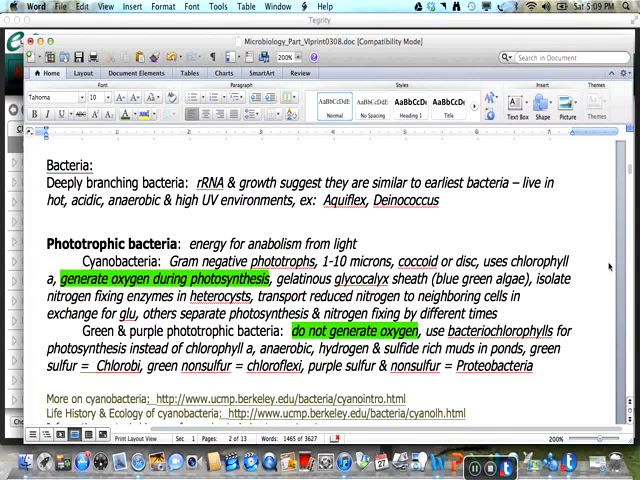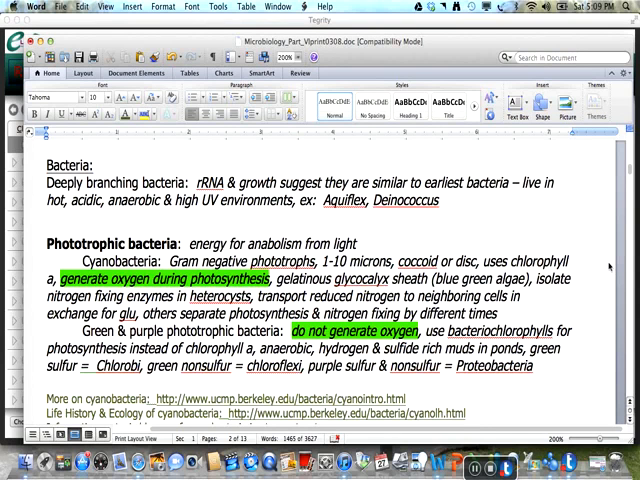The phototrophic bacteria obtain the energy for anabolism from light. The cyanobacteria are gram-negative phototrophs, which generate oxygen during photosynthesis. They are 1 to 10 microns long, coccoid or disc-shaped, and use chlorophyll a. They have a gelatinous glycocalyx sheath, and blue-green algae isolate nitrogen-fixing enzymes in heterocysts. Reduced nitrogen is transported to the neighboring cells in exchange for glucose. Others separate photosynthesis and nitrogen fixation by carrying them out at different times.